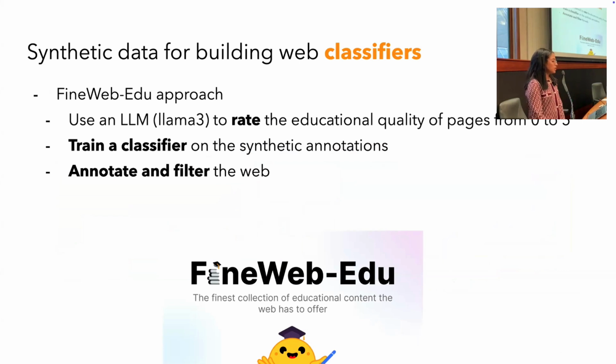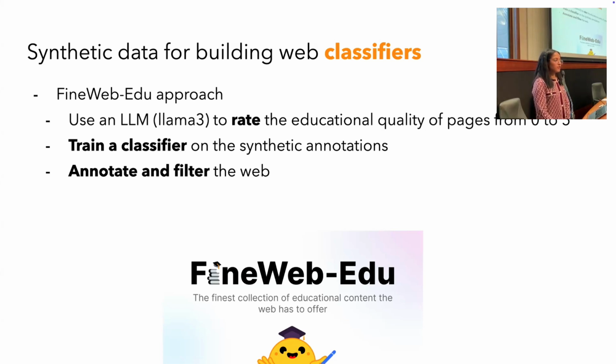For example, here we released a dataset called FineWeb-Edu, and the way we built it is by taking Llama 3 and asking it to rate the educational content of web pages from 0 to 5. So for example, if a page is a really good textbook that could be useful in a school setting, it would get a really high score. And if a page is just an advertisement or promotional material, it would get a lower score. And then after that, we take these synthetic annotations and we train a classifier on them. It's a classifier like a BERT model.